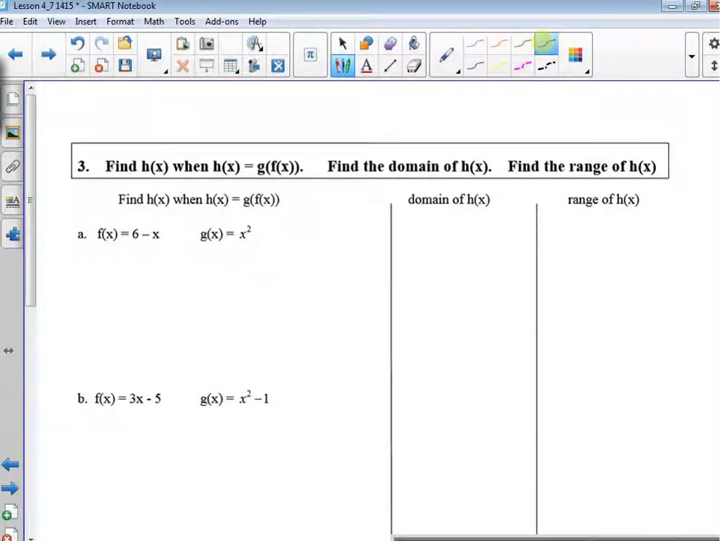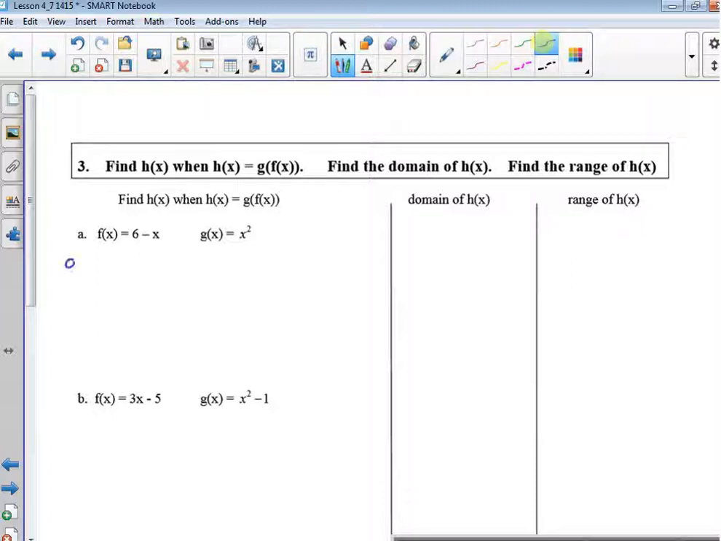Now here's where they get a little bit harder. Find h of x when h of x equals g of f of x. Find the domain of h of x. So we're no longer going to have a number. We have the variable x. And then we're finding the domain of this newly formed function after the composition is performed. So the composition of functions is just combining functions. So we're looking for g of f of x, which forms our new function h of x.